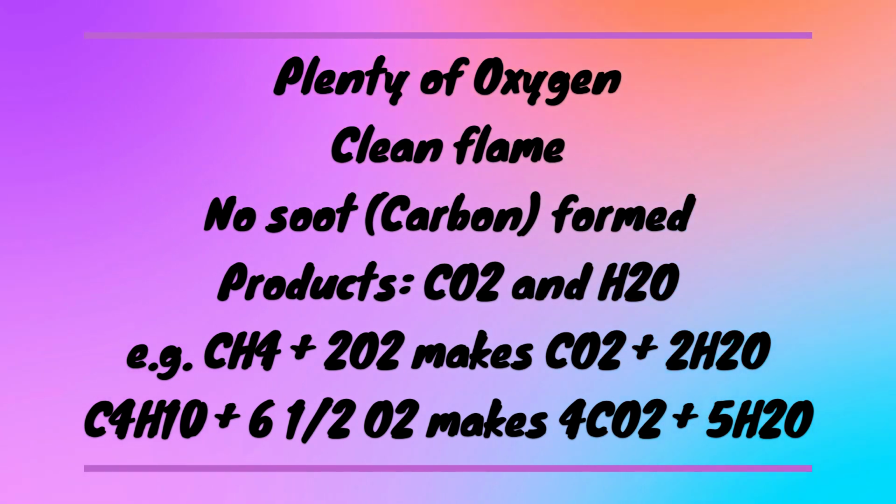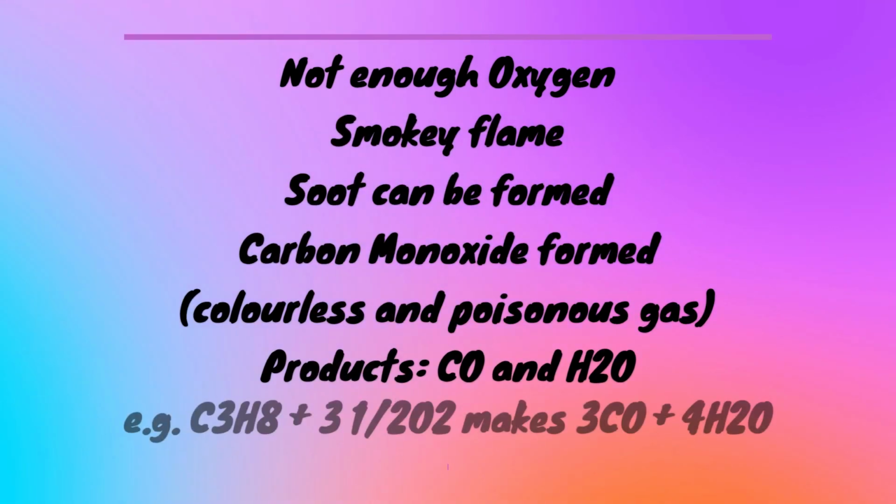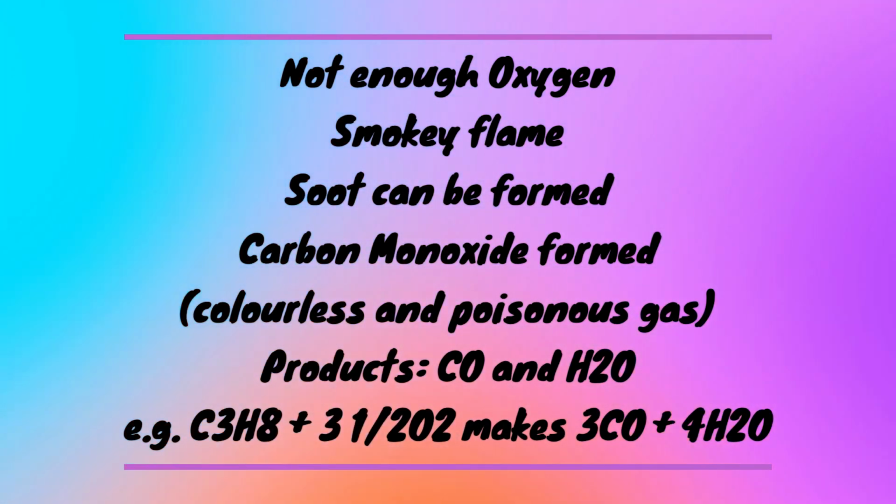This is complete combustion. And then we have incomplete combustion. Now, this occurs when there is not enough oxygen. We burn with a smoky flame, soot can be formed, and carbon monoxide is formed. This is a colourless, poisonous gas. So the products of incomplete combustion are CO, carbon monoxide, and water. For example, C3H8 plus 3.5O2 makes 3CO plus 4H2O. We've got carbon monoxide and water here, so that's incomplete combustion.